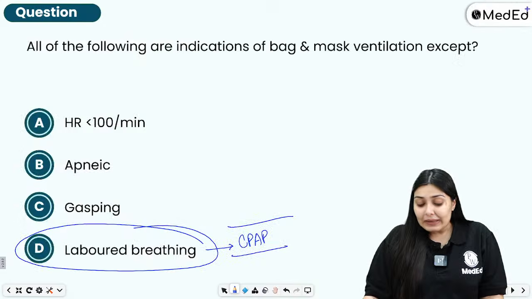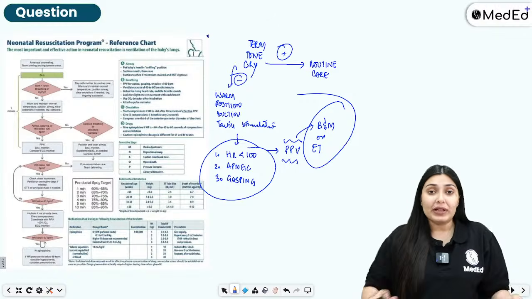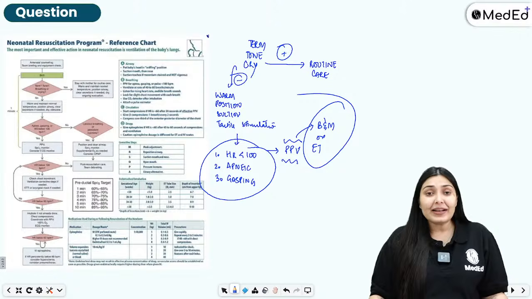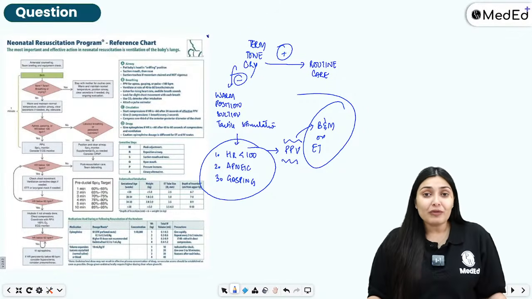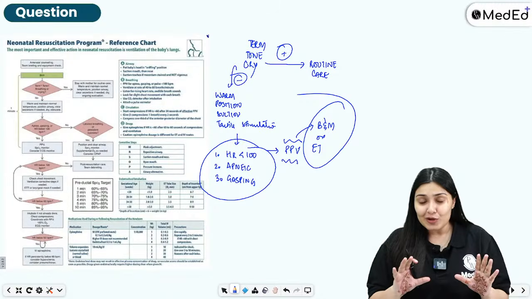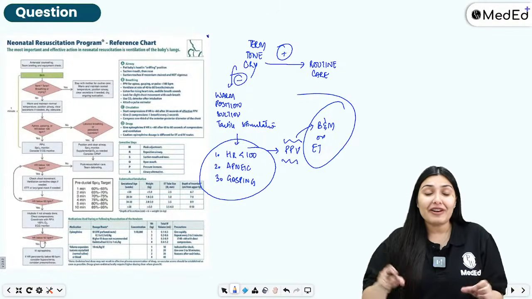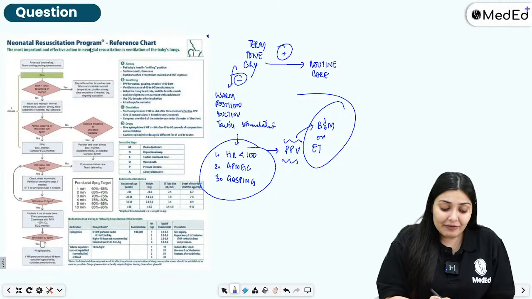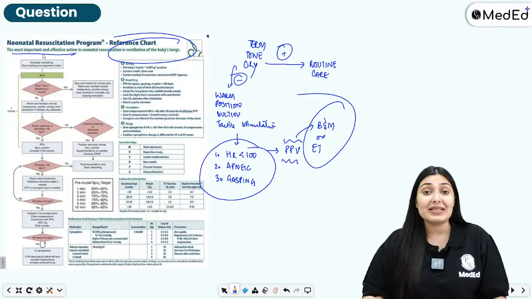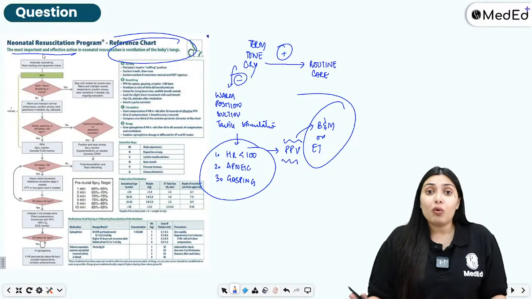Remember, when we started NRP, we started with ventilation only. Whenever I teach NRP, I tell students that remember, babies are born with a good heart and bad lungs. Good heart and bad lungs. So firstly, I have to focus on the lungs. Firstly, I have to focus on effective ventilation. The most important and effective action is the ventilation of the baby's lungs. So this is the core of NRP. Effective ventilation is the core of NRP.